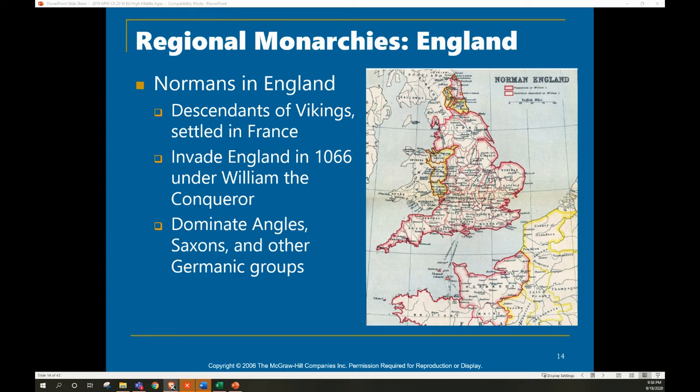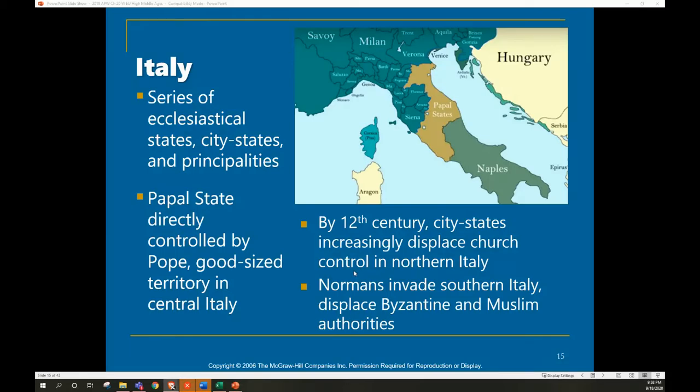He is going to dominate the Anglo-Saxons, other Germanic groups that are there. But he's also going to bring some of the Norman governmental principles, which will set the stage for a more centralized England in the time to come. So again, there are still groups under there, and like everyone else, they have to try to keep everyone happy, but the Normans do bring more ideas of centralization to the area.